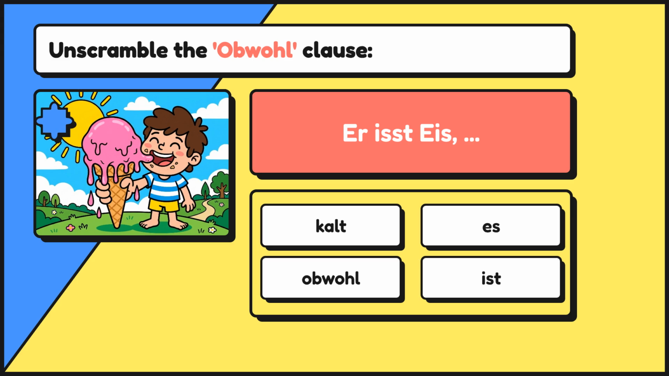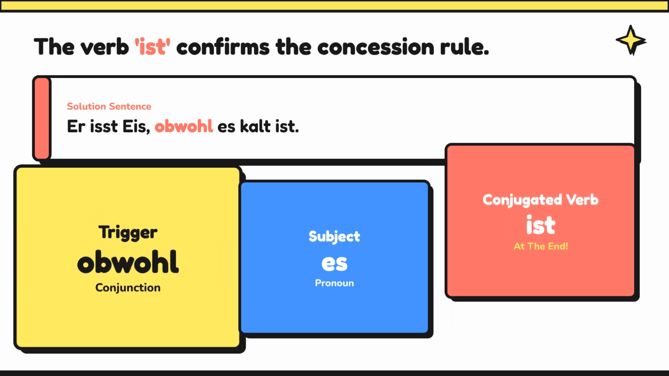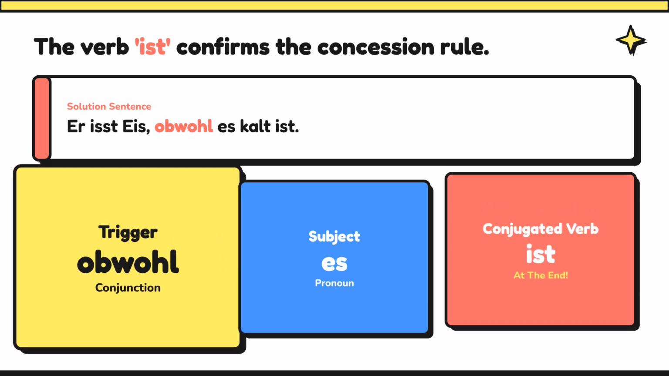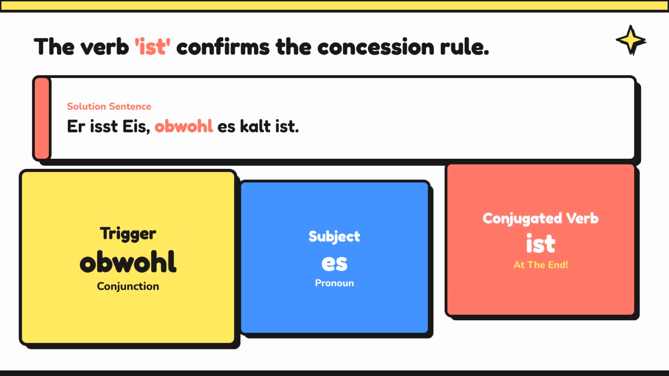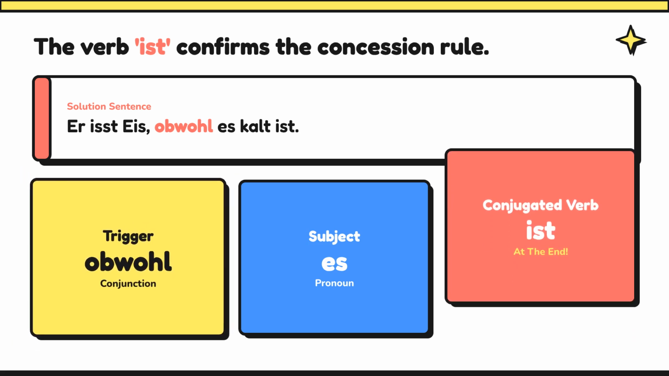Go. 3, 2, 1. Die Antwort: isst Eis, obwohl es kalt ist. Ist pushed all the way to the back again.